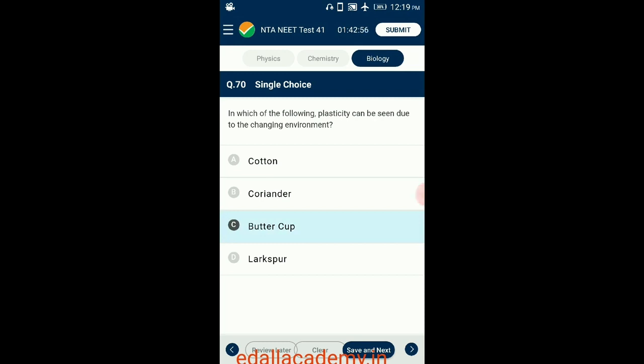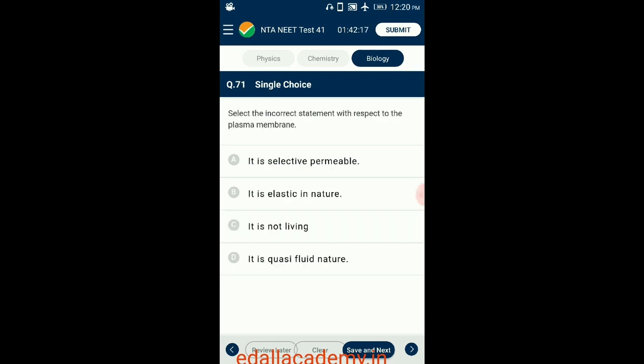Plasticity can be seen due to the changing environment in buttercup plant. So the correct option is C.